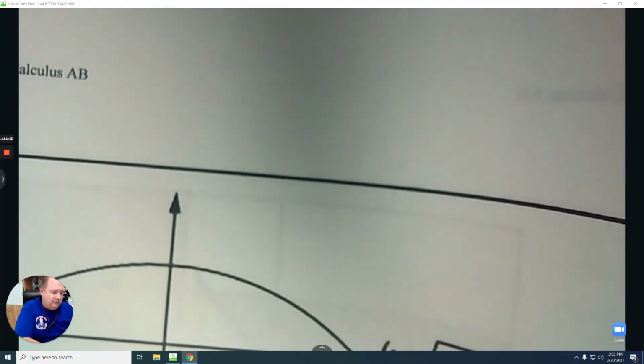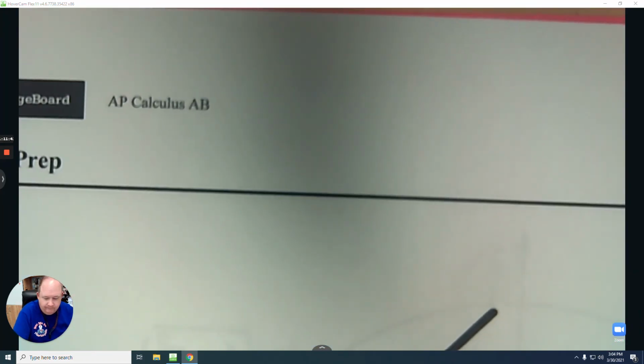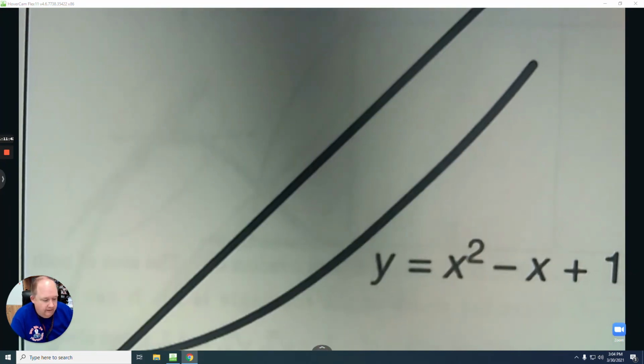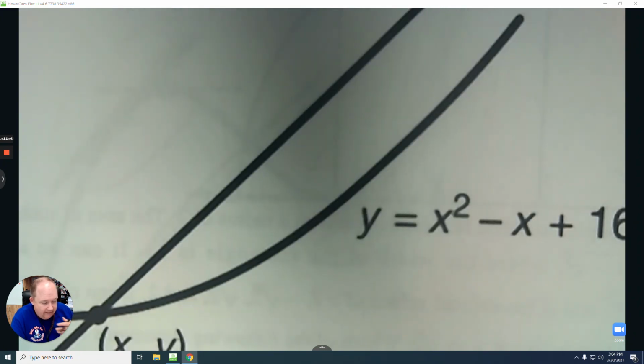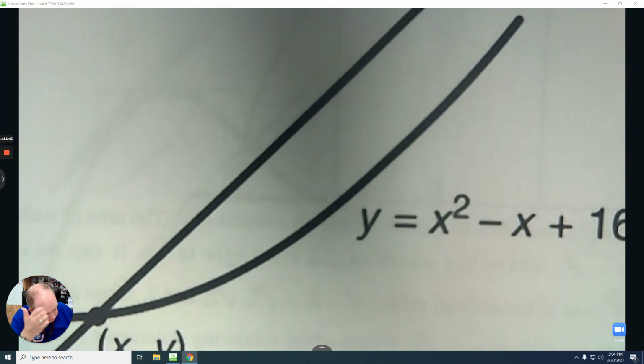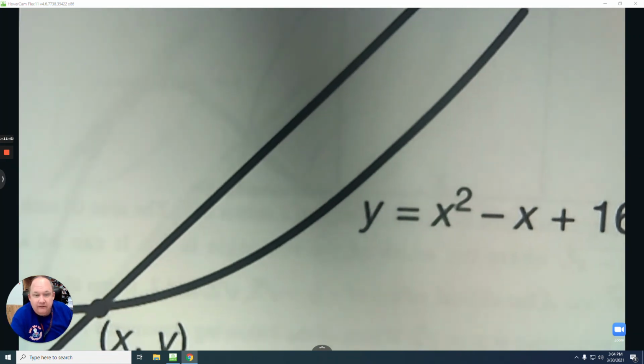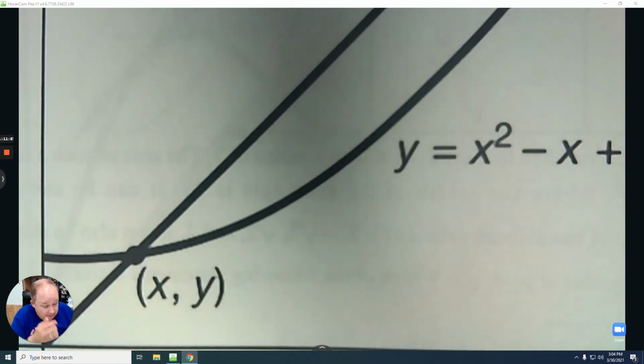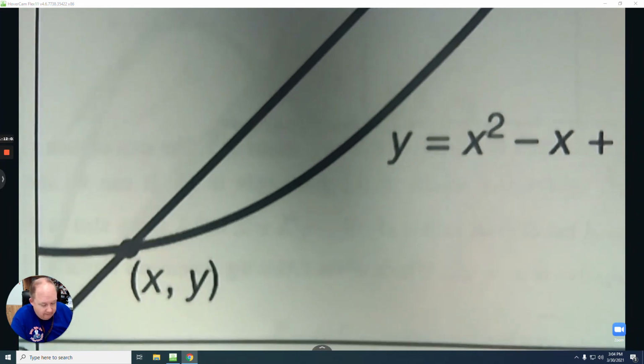Number 56. In number 56, consider all the lines in the xy plane that pass through the origin and a point xy on the graph. And it gives you y equals x squared subtract x plus 16. That's the curve. The figure above shows one such line through the graph. Which of the following statements is true?